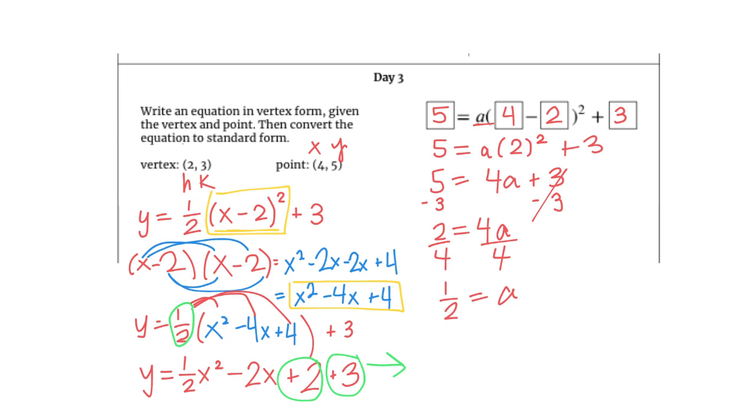So my final answer would be y equals 1/2 x squared minus 2x, and then 2 plus 3 gives me 5. So there is my equation in standard form.